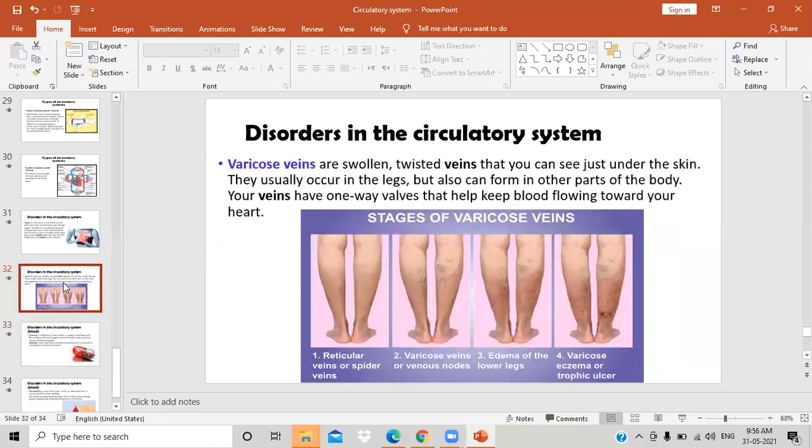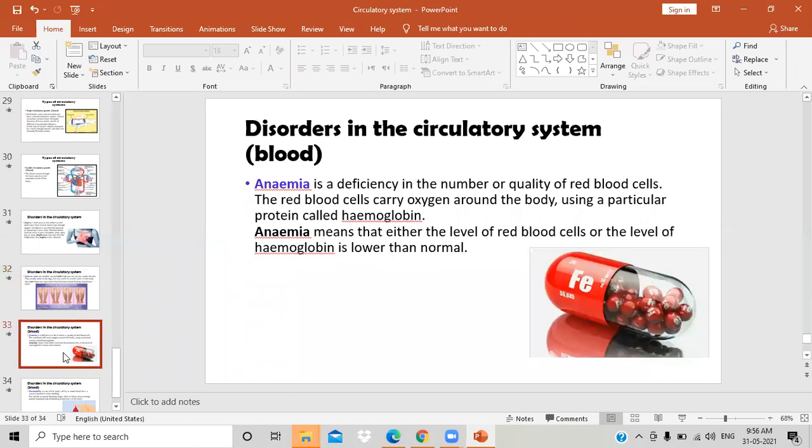What I want you to know here is how they look. I don't want you to get into too much detail. I just want you to tell me that varicose veins are swollen and twisted veins that you can see under the skin. This is what I want you to learn about.